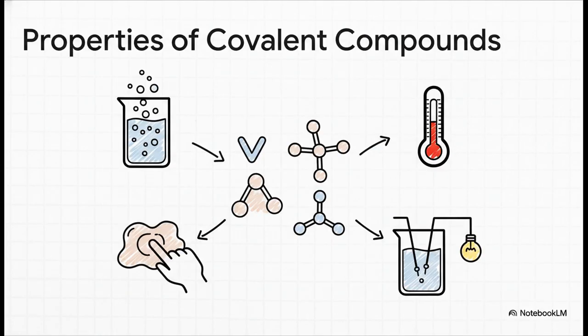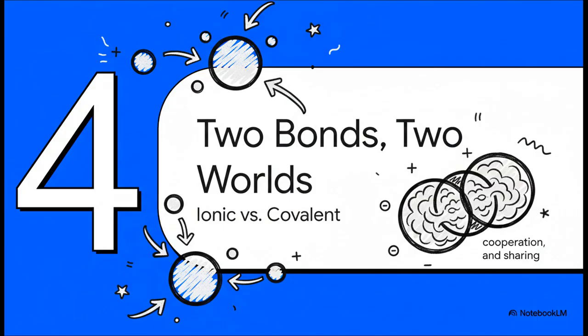Now, this whole sharing setup creates materials with totally different properties. Covalent compounds, like water or the sugar from the beginning of our story, are often liquids or gases. They tend to be much softer and have way lower melting points. And they form these neat, separate little packages we call molecules. So you see, we've got two completely different ways for atoms to get stable. And because of that, they create two completely different kinds of worlds. One is all about giving and taking, and the other is all about cooperating and sharing.